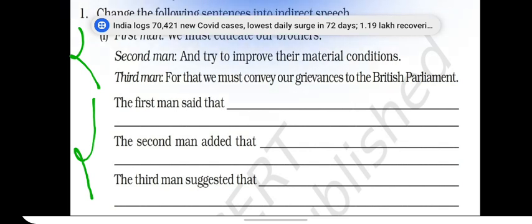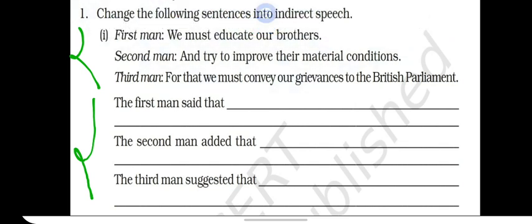The first man said that, they must, we will change as we talked about, pronoun will change. They must educate. The verb will remain same because we have modal verb here. They must educate their brothers. So that's just the example I've given. Now you have to try to change these sentences into indirect speech by yourself.